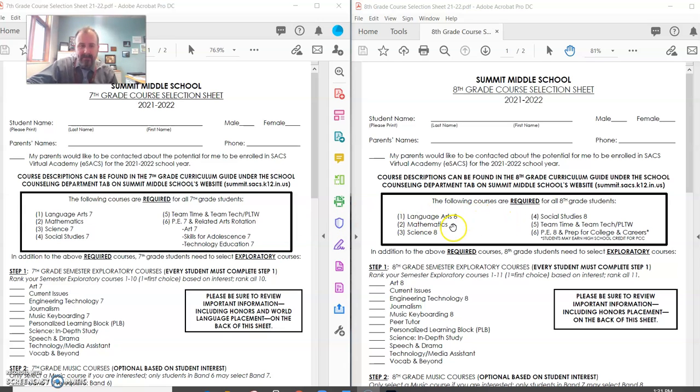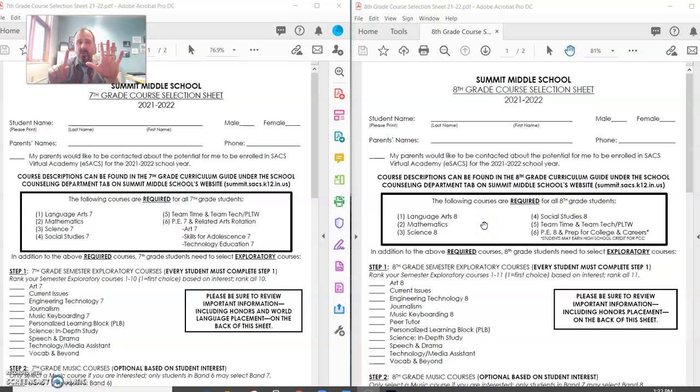8th grade's a little bit different. You do have the 5 required courses that are the same: language arts, math, science, social studies, and team and tech. But the rotation looks a little bit different. The required rotation in 8th grade is a semester of PE and then a semester of prep for college and careers. And there's a little star next to prep for college and careers. You may earn Homestead High School credit for successful completion of that class in the 8th grade. Okay?